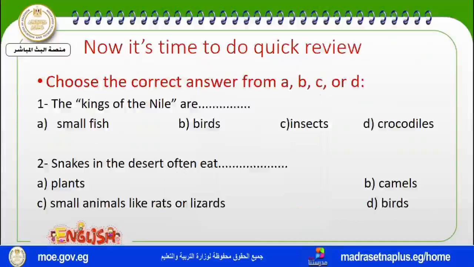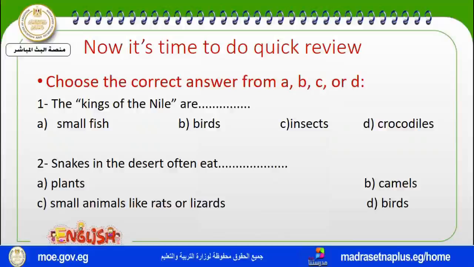Now, let's make a review of what we have already covered. We have some MCQs and we are going to choose the correct answer. We are only going to choose the correct answer, and we are going to learn why this answer is correct. Look at sentence number 1.